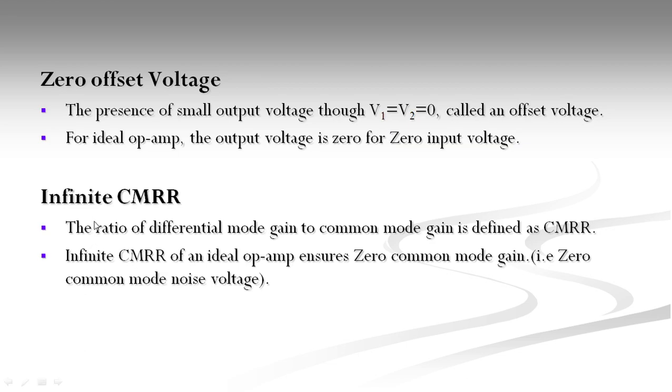And the next characteristic is infinite CMRR. CMRR is the common mode rejection ratio, which is the ratio of differential mode gain to the common mode gain. Since the ideal operational amplifier has an infinite common mode rejection ratio, it ensures zero common mode gain, because CMRR is equal to AD divided by ACM, where ACM is the common mode gain. Since CMRR is infinity, the common mode gain is 0, which means zero common mode noise voltage can be achieved.